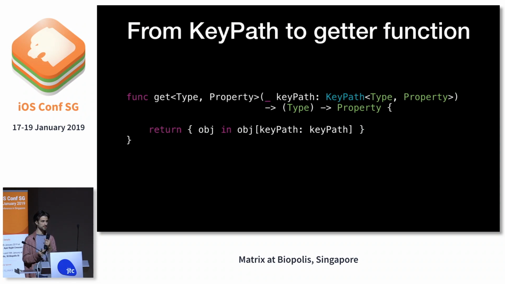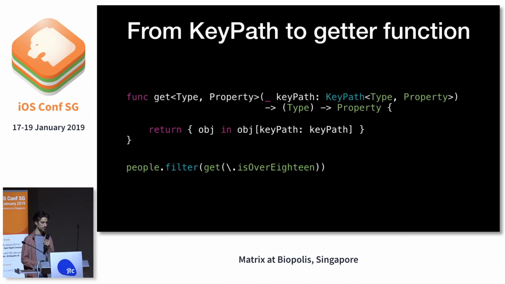So for instance, we said that a KeyPath is very similar to a getter function. Then why don't we try to write a function that is going to turn a KeyPath into a getter function? So we are going to call this function get. It's going to take two generic parameters, a type and a property. It takes as argument a KeyPath that is going to allow us to retrieve the property on a type. Like I said, we return a getter function, so a function that takes the type and returns the property. And inside, what do we do? We just return a function. It takes an object as argument, and it retrieves a property using the KeyPath on this object.